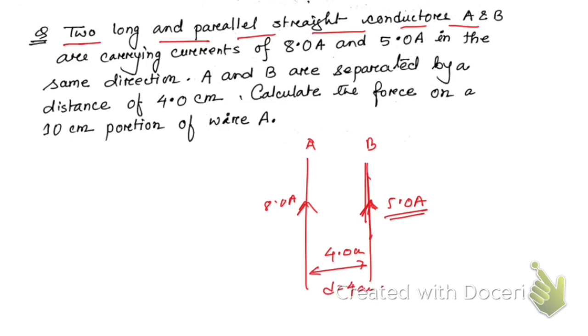Okay, and the current through conductor A is, let me take IA, and this is IB. This is the information given here, and we need to find the force on a 10 centimeter portion of wire A. So we need to find the force exerted on wire A, not on the whole wire, only on a 10 centimeter portion, right? Now let me take a new slide and solve this.